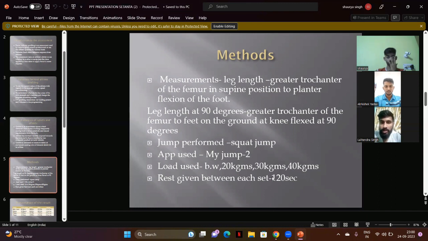The app used was My Jump 2, and the loads we used were body weight, 20 kilograms, 30 kilograms, and 40 kilograms. Rest was given around 120 seconds, approximately 2 minutes, so that he can recover his ATP-PC system, which requires around 2 to 3 minutes of recovery.